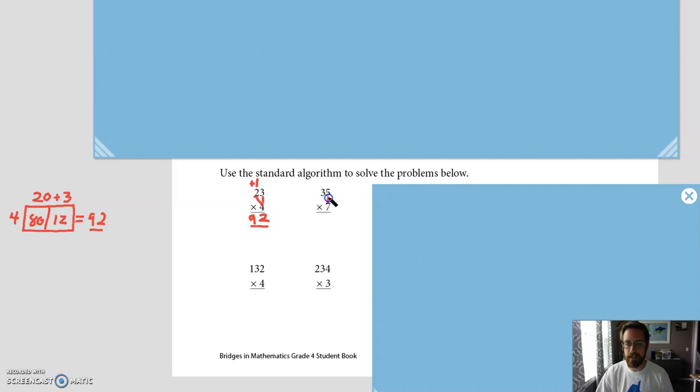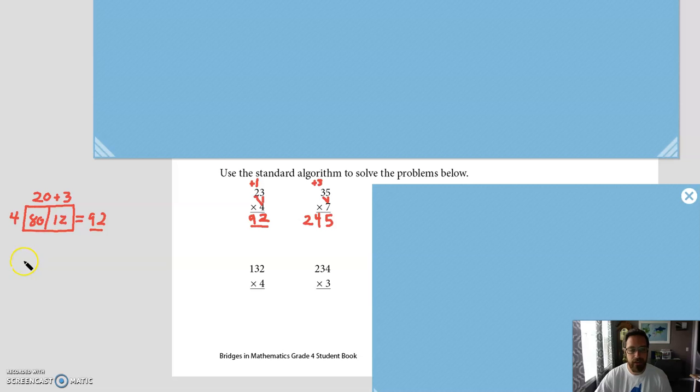I'm going to do 7 times 5. Well, 7 times 5 is 35. So I put my 5 down for 35, and I carry a plus 3. Okay, now I'm doing 7 times 3, but that 3 is really 30 because it's in the tens place. So 7 times 30. Well, 7 times 3 is 21, plus 3 more. So 21 plus 3 more would be 24. So my answer would be 245, okay?